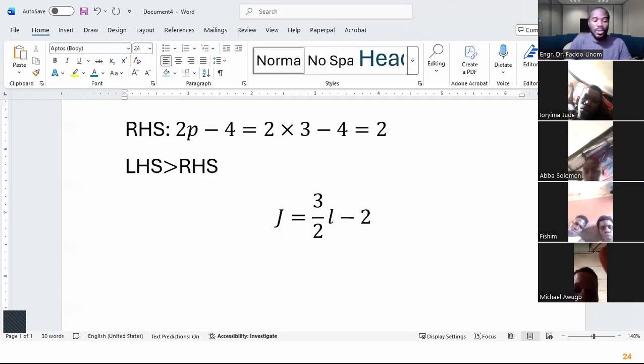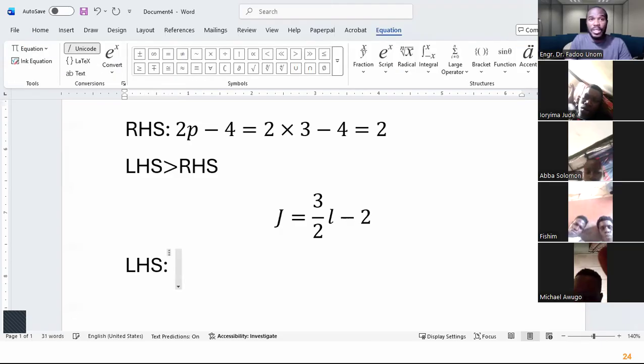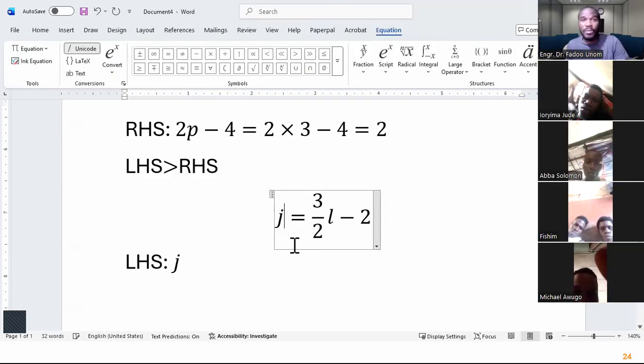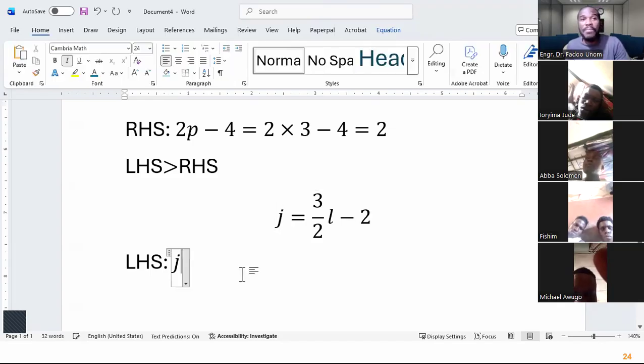Let's look at the left-hand side of that equation. The left-hand side of that equation is j. I think this should be a small j, not capital J. Now, how many binary joints are in this?